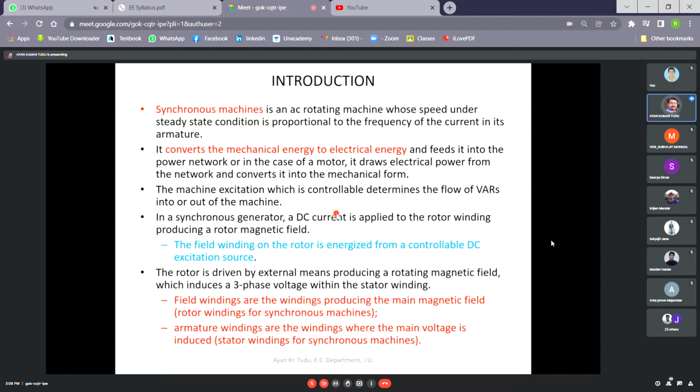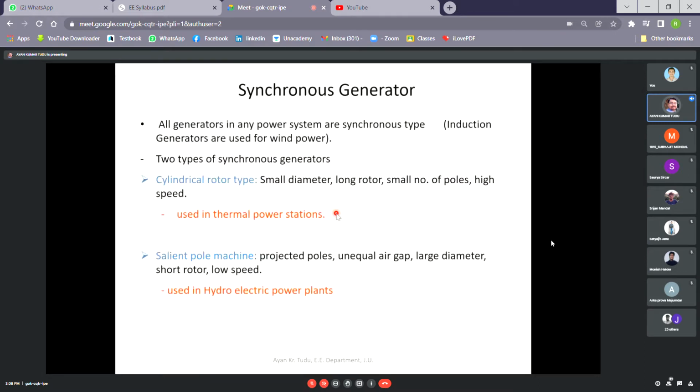Now, synchronous generators are actually of two types. There is another type of generator, known as the induction generator. These induction generators are actually used for our wind power plants. Okay, so all generators in any power system are basically of the synchronous type.